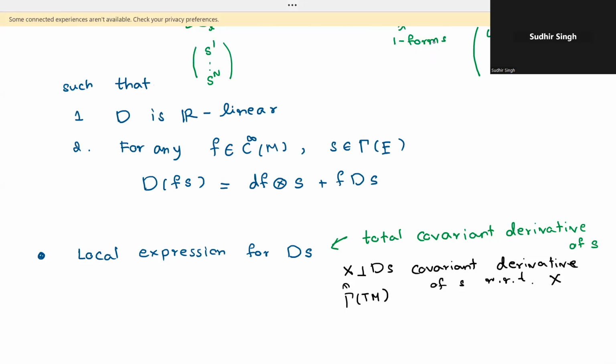Okay, so now let's look at the local expression, and by local expression, I mean with respect to a frame field. So let this set be a local frame field.